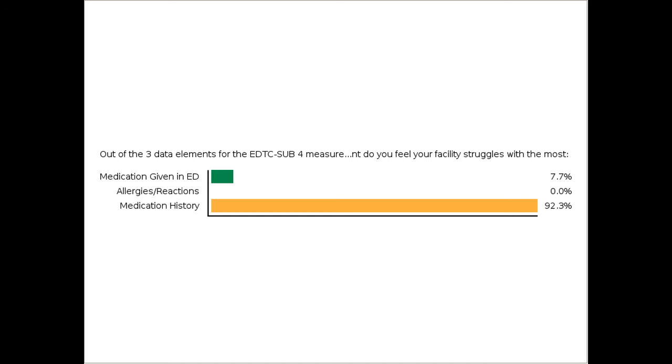And it looks like we have the answer. The majority is medication history, which seems to be the one everybody feels their facility struggles with the most, which is interesting because that's what I was thinking, and in some of the research materials I was looking at, that seemed to be the consensus as well. It looks like medications given in ED might have been a problem for a facility or 2 as well. Thank you for participating in these polls because they're going to help me know what type of materials and education to share with you in the future as a follow-up.